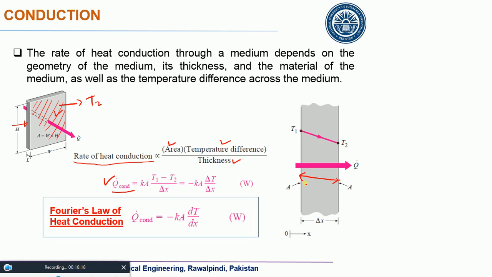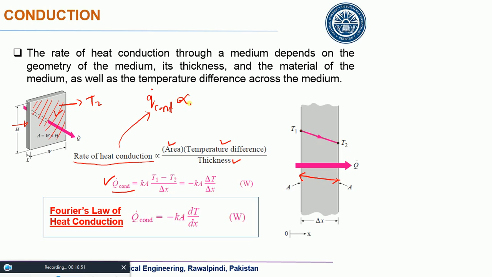This thickness of the wall, and the temperature difference between this side and this side. Now see, whoever performed that experiment determined that this Q dot is the rate of heat conduction, and for clarity I just put conduction in the subscript.